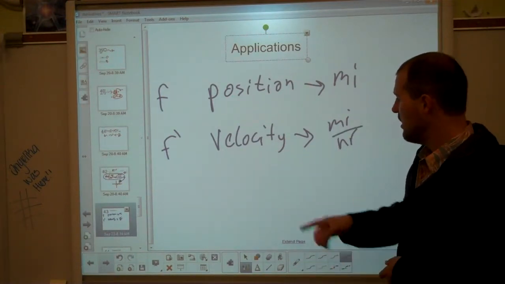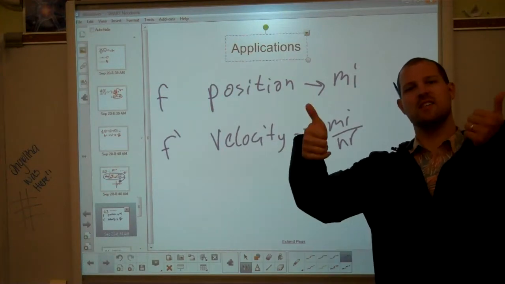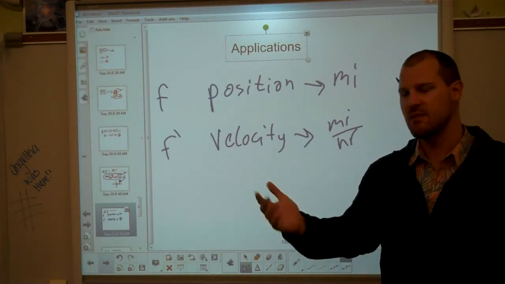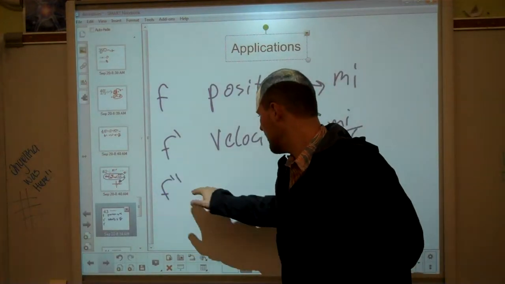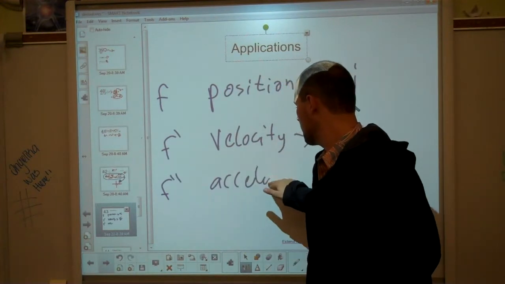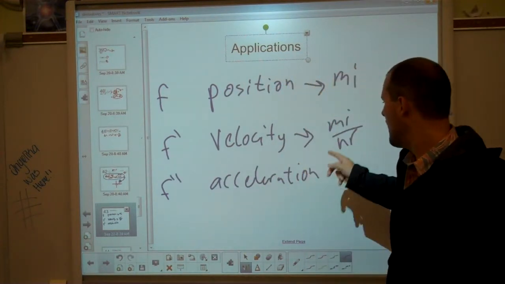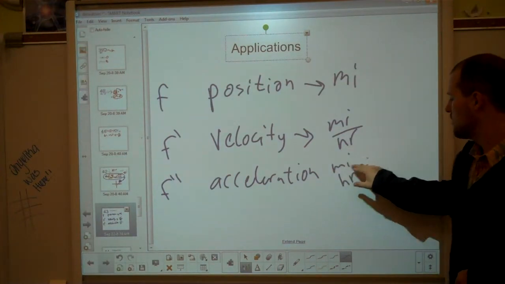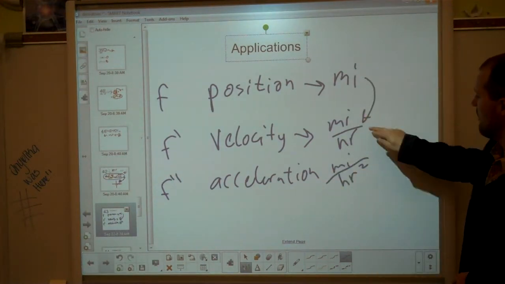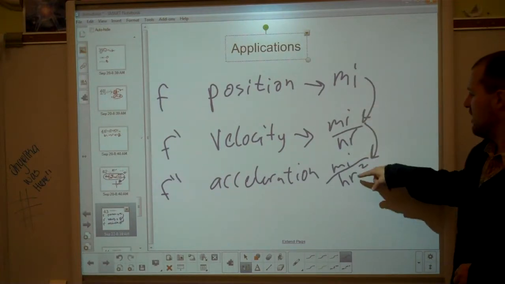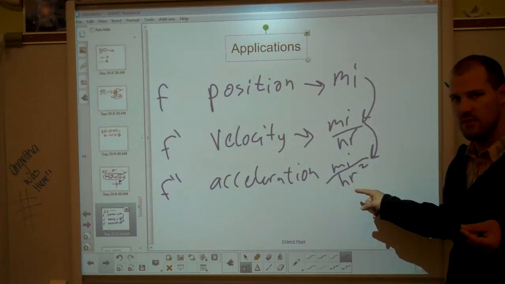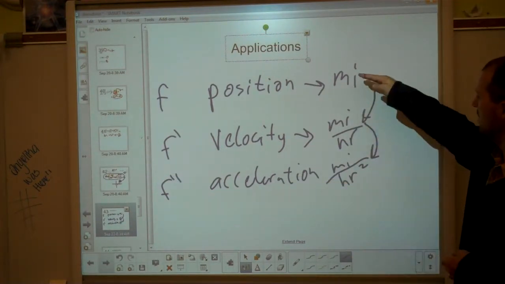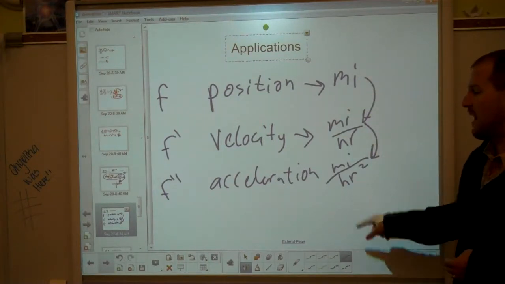Okay? Let's keep going. The rate at which our velocity is changing, our velocity is increasing, our velocity is decreasing, something like that. That second derivative is acceleration. And how do the units work for that? Well, that's miles per hour squared. So it's like every time we take a derivative, we are dividing by our input, that thing along the x-axis. So miles get divided by hours, get divided by hours again.